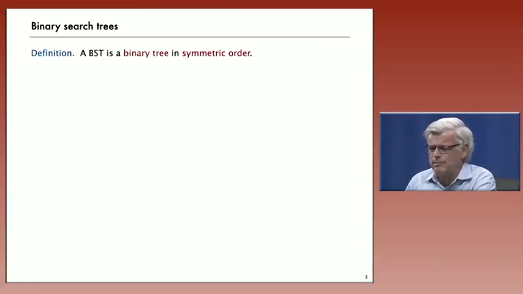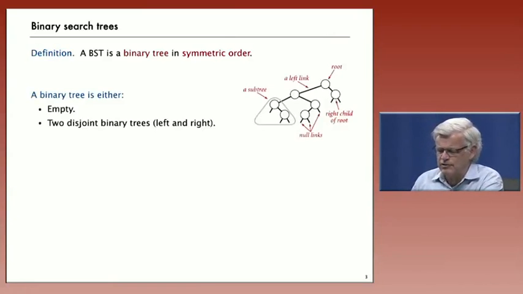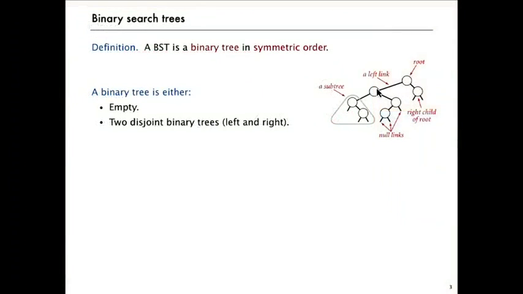A binary search tree is a binary tree in symmetric order. Let's look at the meaning of those words. A binary tree is an explicit data structure. It's got what we call nodes, which contain information, and every node has two links to binary trees that are disjoint from one another, a left tree and a right tree associated with each node. Each node has a left tree and a right tree. Links can be null: the left tree can be null, the right tree can be null, or both.